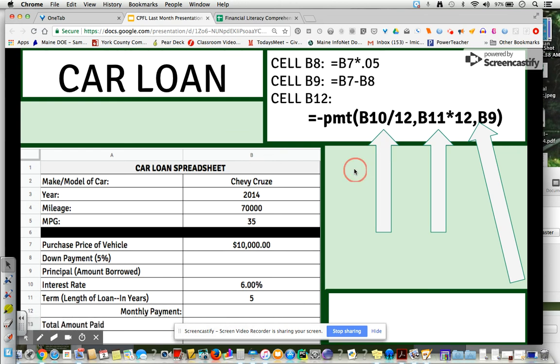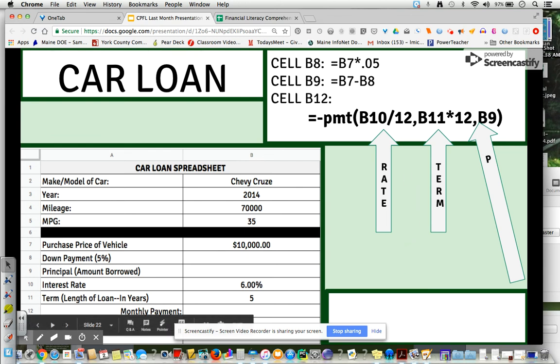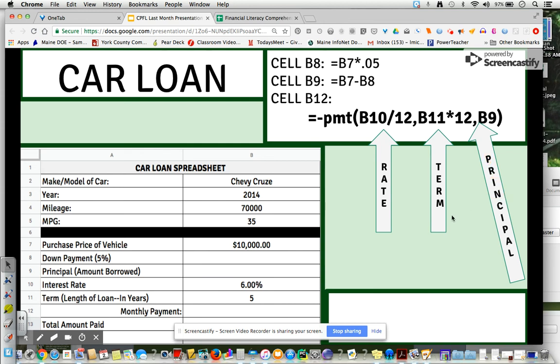So in here, you'll see that the interest rate is B10 divided by 12. The second variable is located in B11. So that's your term, okay? So it's B11 times 12. So that's your term. That's the total number of payments. So if it's 5 years times 12 months in a year, there'll be 60 total payments. And then finally, the last variable is your principal or the amount that you borrow. So that's located in cell B9.